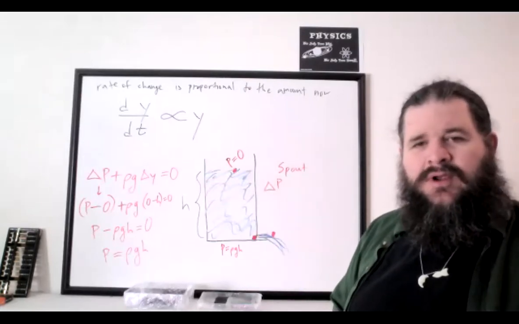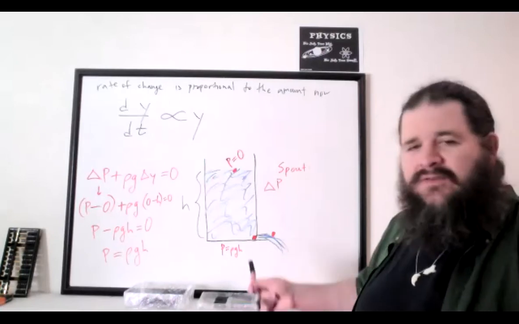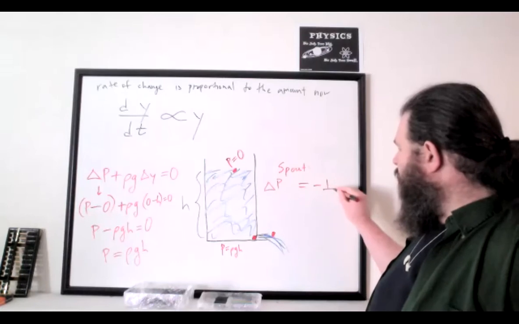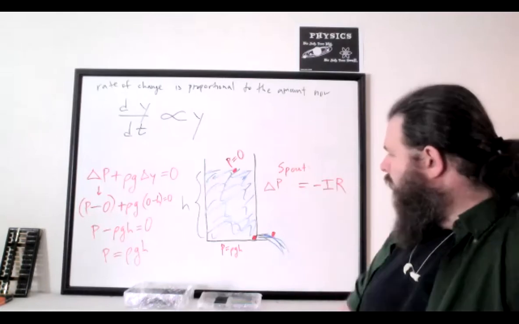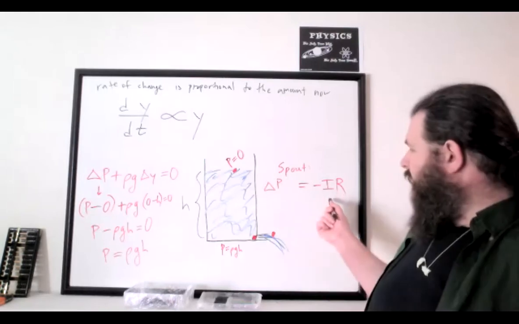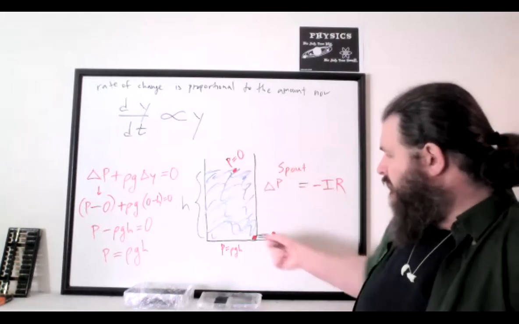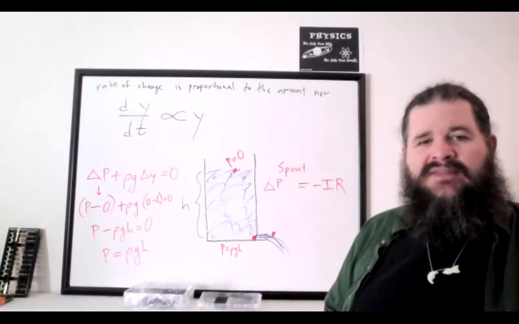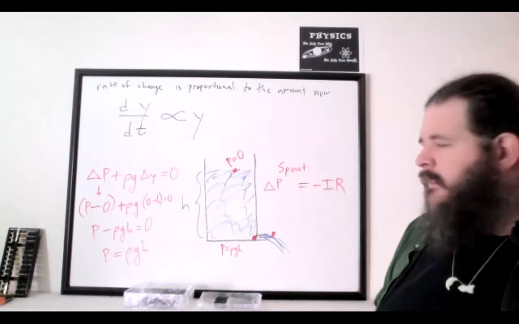Yeah, this has resistance, right? This narrow pipe has a significant amount of resistance. So we want to include a negative IR term. Including the negative IR term is really what's preventing all the water from just flushing out in one instant. The resistance makes it difficult for current to flow, and that adds this time delay.